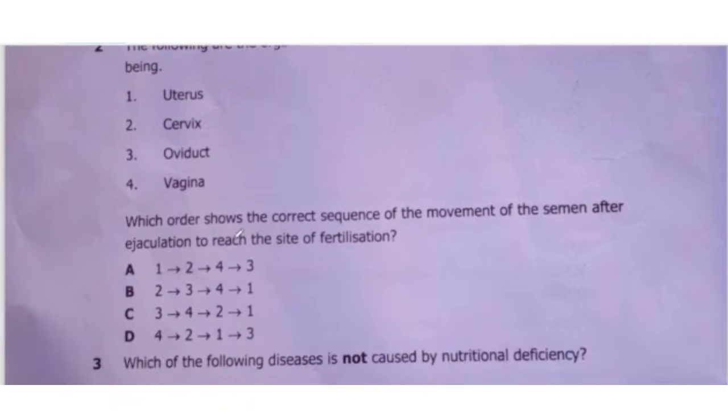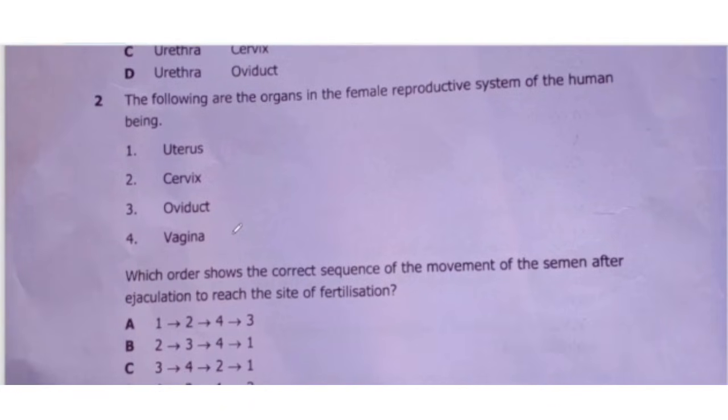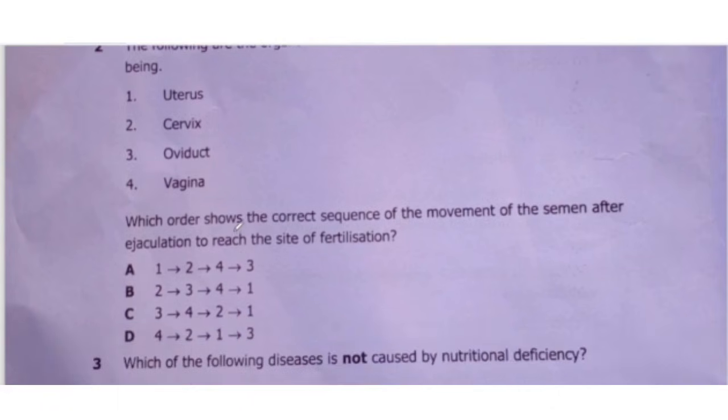Okay, now let's go to question number 2. The following are the organs in the female reproductive system of the human being: uterus, cervix, oviduct, vagina. Okay, so now they're asking us which order shows the correct sequence of the movement of the semen after ejaculation to reach the site of fertilization. Okay, so the site of fertilization is the oviduct. So first of all, when someone is having sex, the penis of a man will be inserted into the vagina. So that's where the ejaculated sperms are deposited, in the vagina.